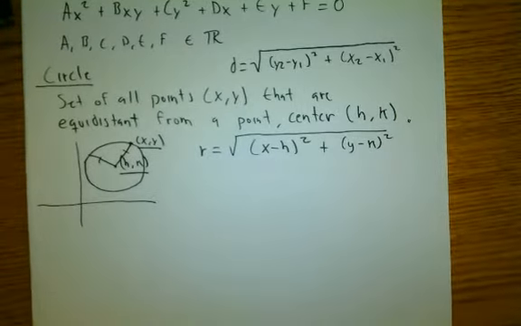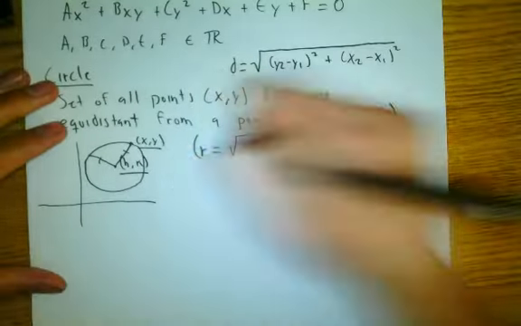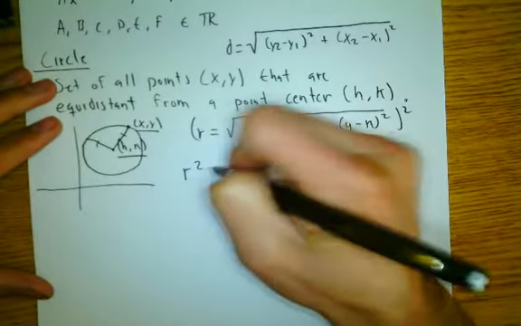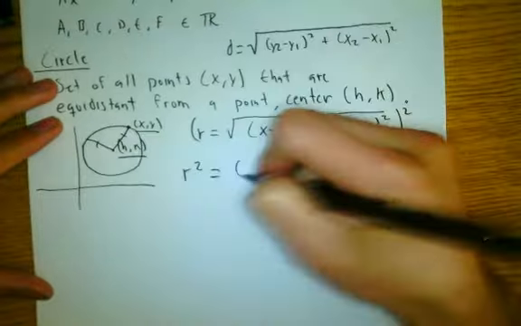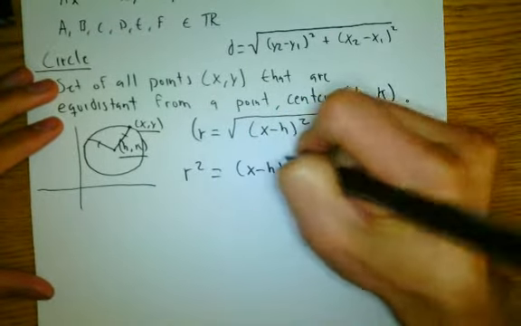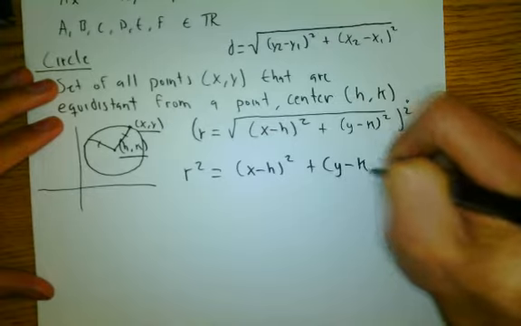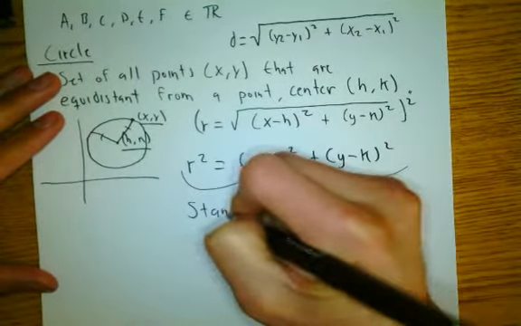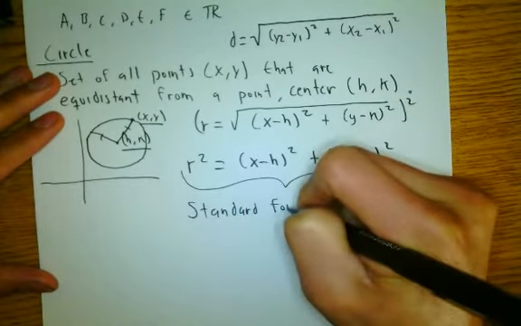Well, that's the formula for a circle, but we're just going to do one step just to kind of clean it up. A lot of people don't like to see square roots, so let's just get rid of it. How can I get rid of that square root? Square both sides. So if I square both sides, what happens? I get r squared is equal to what? (x minus h) squared plus (y minus k) squared. This right here is known as the standard form of a circle.